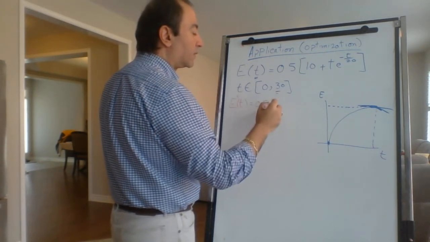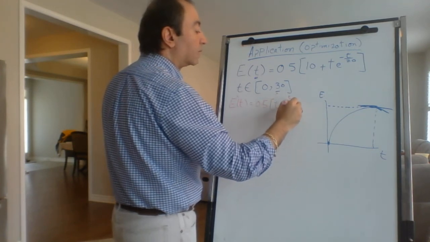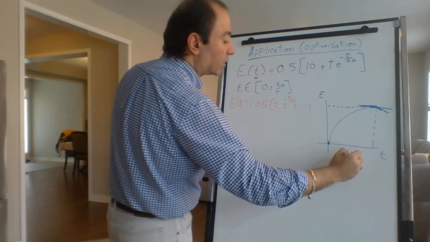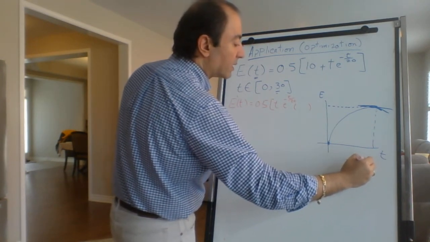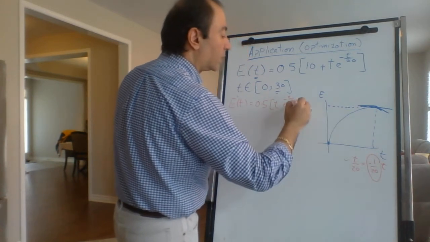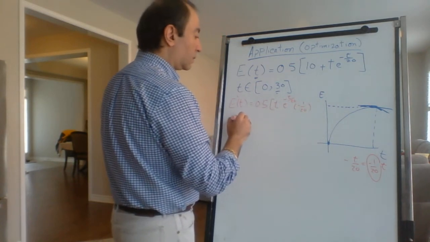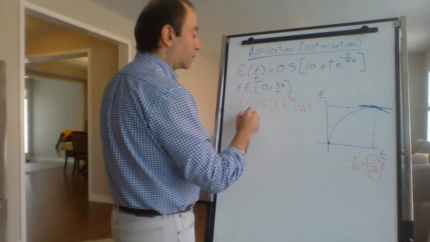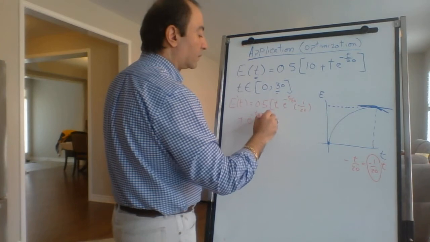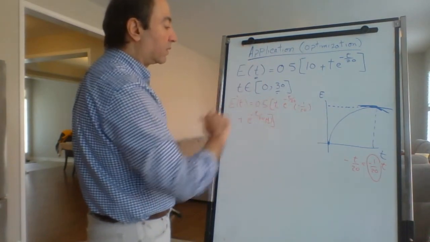The derivative of the second is e to the power of negative t over 20 times the derivative of the exponent here. Negative t over 20 is the same thing as negative 1 over 20 t. So the derivative of this will be negative 1 over 20, plus the second times the derivative of the first, which is 1. The derivative of t is 1. Okay, this is the derivative.